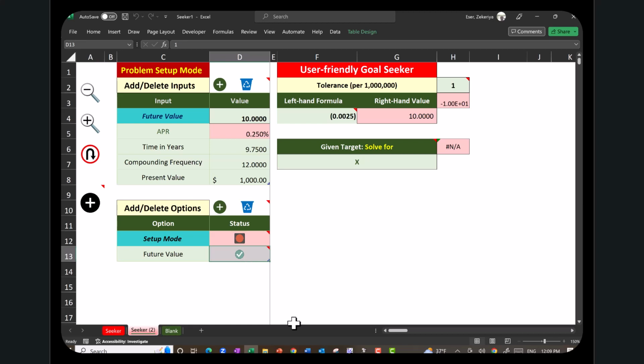Okay. There's only one thing left to do. Write the formula for finding the future value. I'm going to write the Excel formula to calculate the future value given these inputs. Or if I'm doing present value, I'm going to do the same thing to calculate the present value given these inputs. Since this is future, let me enter the formula here.